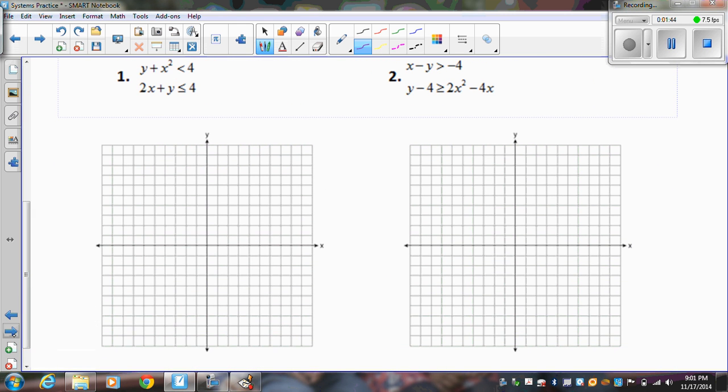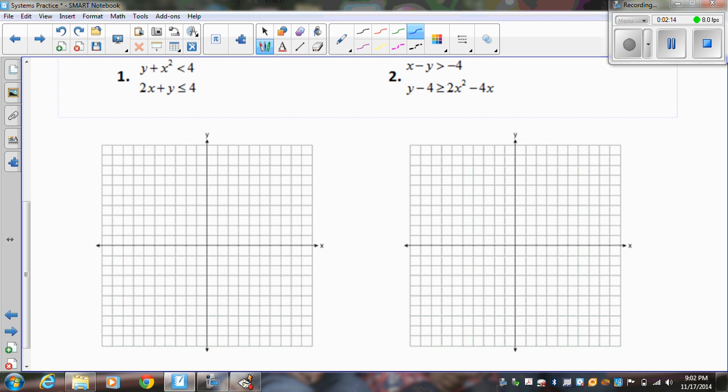So let's take a look at this first one. We have y plus x squared is less than 4, and 2x plus y is less than or equal to 4. Let's take a look at the top one here. We have y plus x squared is less than 4. This is a quadratic. The reason I know this is a quadratic is because it has an x squared, but y is not squared. If y was squared, then we would be looking at a circle or another conic depending on the way it looked.